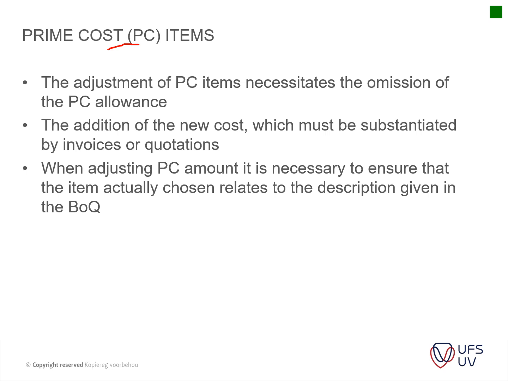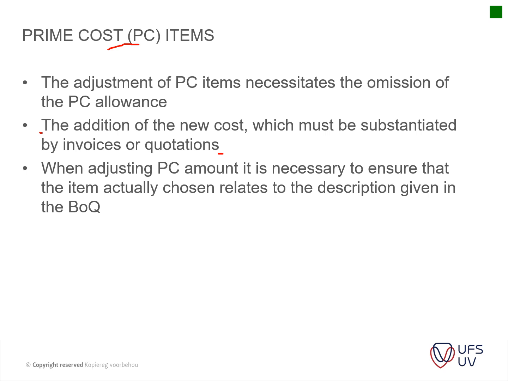So basically it is usually what we do, and I've spoken about this already, prime cost items is, for instance, where you have for supply of attic stock for tiling, for additional tiling to be installed on site. So you will have your prime cost item, and then you will have a markup underneath that item as a percentage on top of that item. So just going through the notes before I explain it further is the addition of new costs which must be substantiated by invoices and quotations.